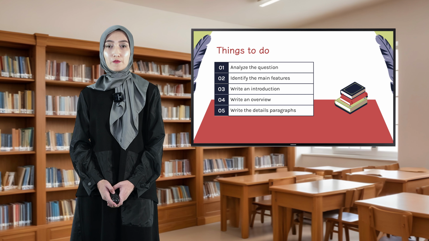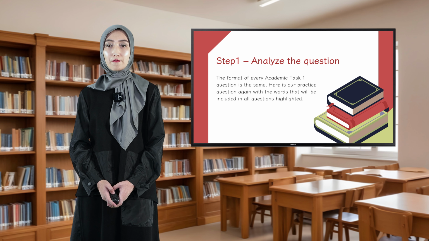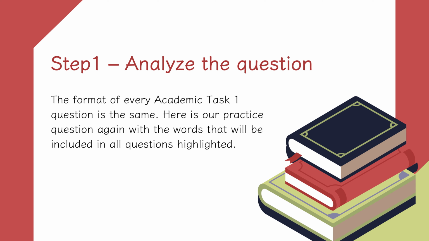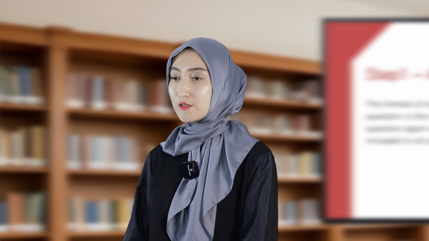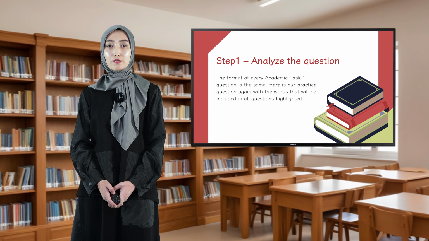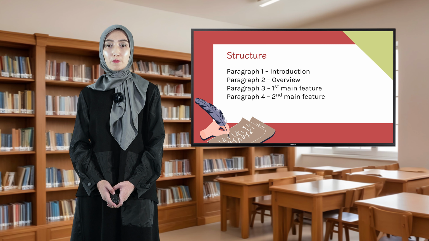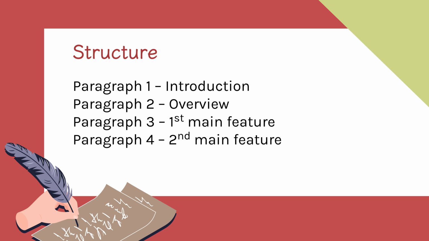Step 1. As I mentioned before, the first thing you should do is analyze the question. The format of every academic Task 1 question is the same. Here is our practice, and you can see the common question below. The question says, the maps below show the village of Stockford in 1930 and 2010. And the instruction says, summarize the information by selecting and reporting the main features and make comparisons where relevant.